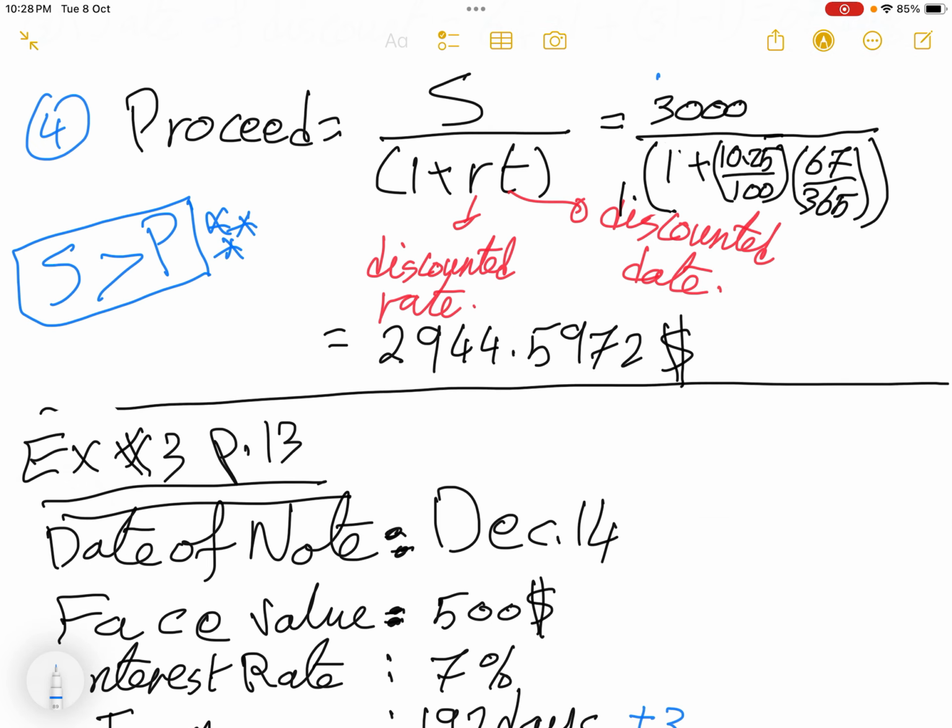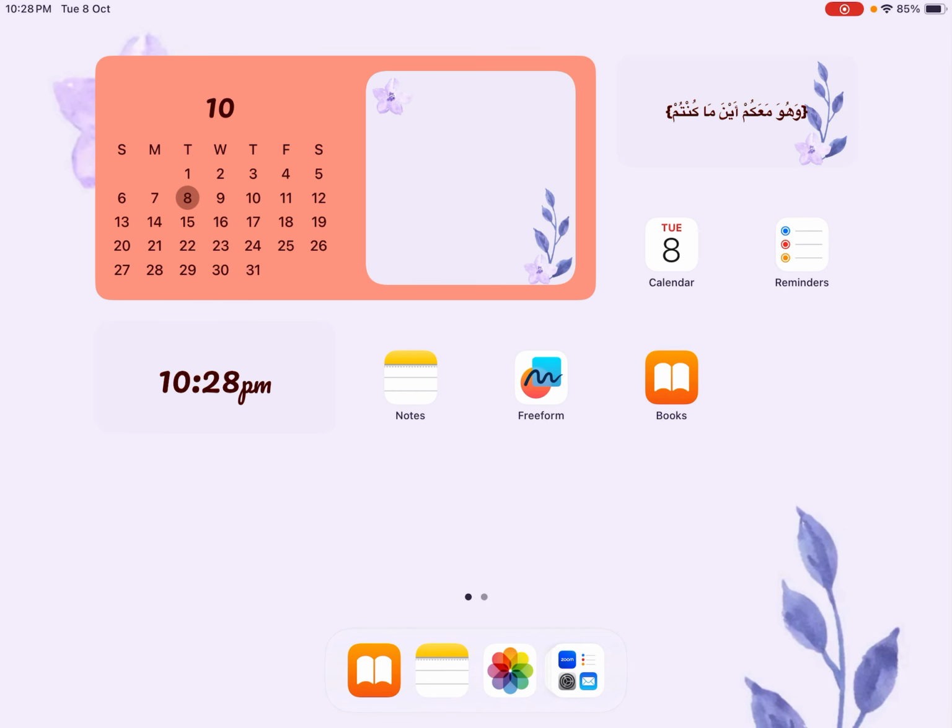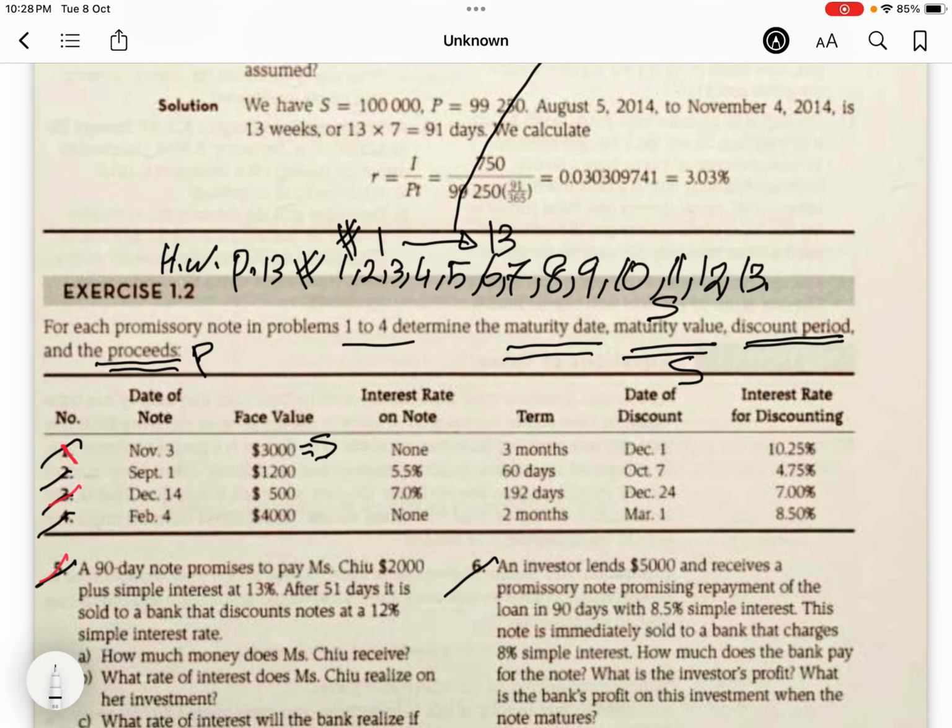Exercise, here we will return to question number 3. Date of note December 14, face value 500, but here we have interest rate 7.0. This is why it will be B. Term 192 plus 3. Here, date of discount December 24, the interest rate of discounting 7%.